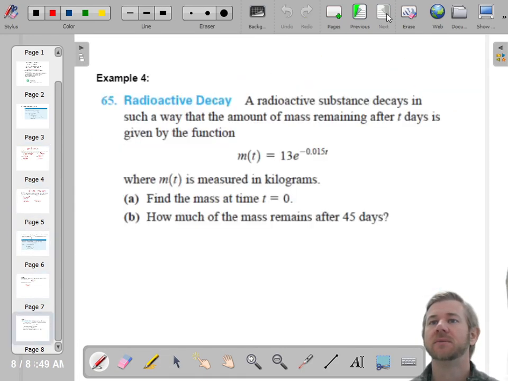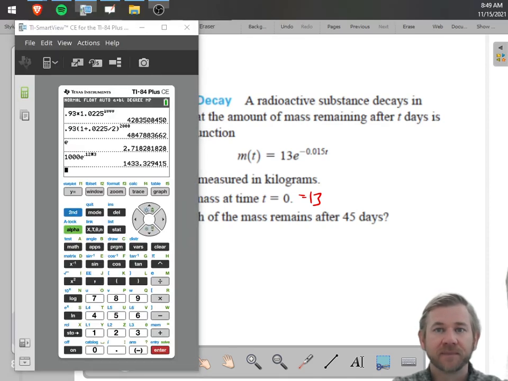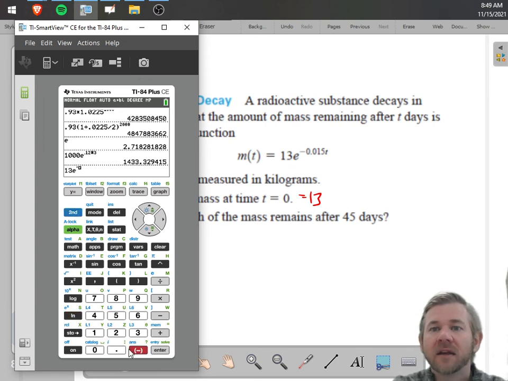Let's do another continuous problem. So one thing that you see a lot of are these like radioactive decay problems, and this is saying it's decaying at this rate. So first says, what's the mass at time 0? If I plug in 0 there, you might realize that then it will be e to the 0 power, so that's just going to be 1. It will come out to be 13 because the exponent's going to go away. You can use your calculator, but you can see that if you have an exponent to the 0 power, it's going to go away. If I do 13 e to the negative 0.015 times 0, you get 13.